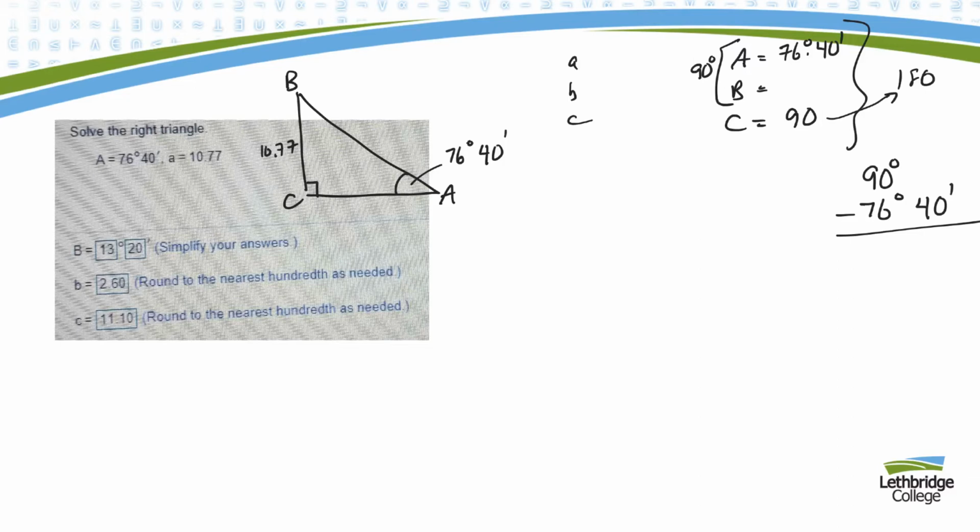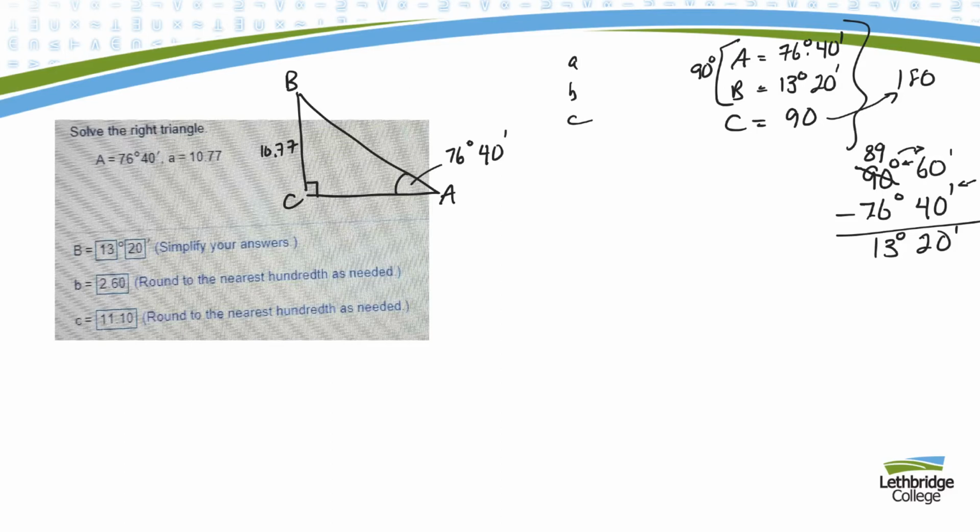Now, you can see that to subtract, they'll have to borrow. So I need to borrow from this to leave 89. And when I borrow over here, I know that there's 60 minutes in 1 degree. So when I bring this over, I'm bringing over 60 minutes. So 60 take away 40 is 20, 89 take away 76 is 13. So angle B is 13 degrees, 20 minutes. Okay, so now let's use that information to find the other sides.